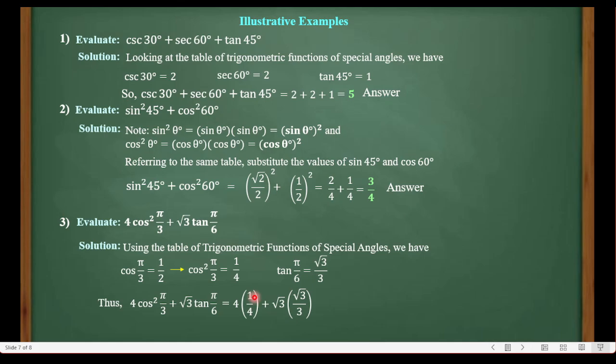Of course, this one right here becomes 1. And here, square root of 3 times square root of 3 is 3, divided by 3 is 1. So basically, it's 1 plus 1. And we have 2 as the answer for number 3. Okay?